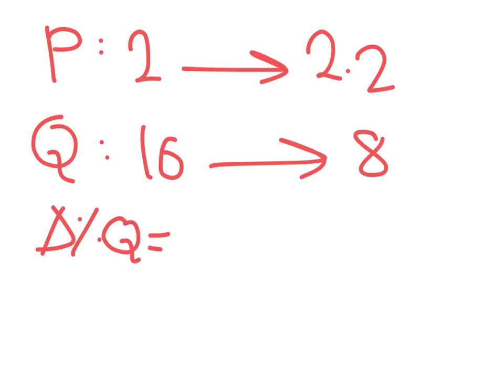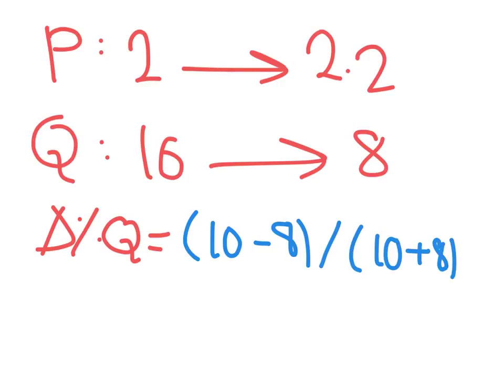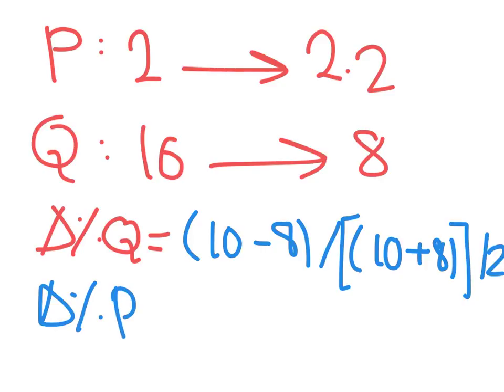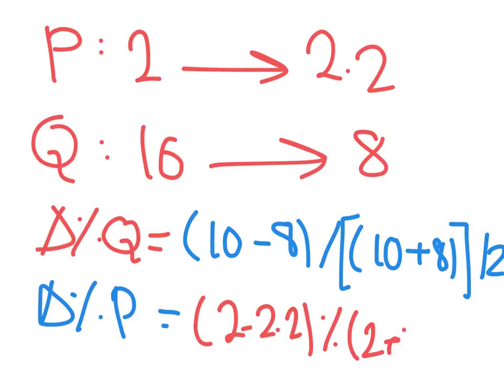To find the percentage change in the quantity, we do 10 minus 8 divided by (10 plus 8) divided by 2. And the percentage change in the price would equal 2 minus 2.2 divided by (2 plus 2.2) divided by 2.